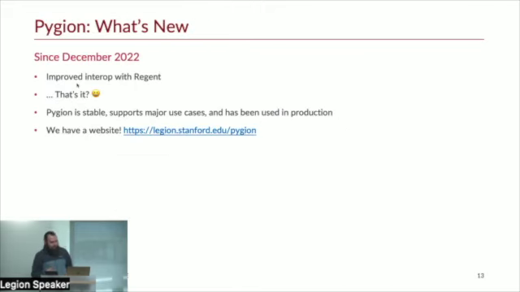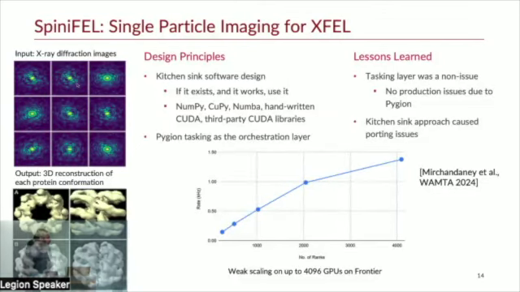Okay, so in Pygion, what's new since 2 years ago? Well, we improved the interop with Regent, and that's about it. It's stable, it works, it supports major use cases, and it's been used in production. We do finally have a website. I realized in the presentation I gave at SC that we did not have a website, which was pretty embarrassing, so I finally went around and did that. But it basically works, and there's not a whole lot to say because we've been doing production science with it.